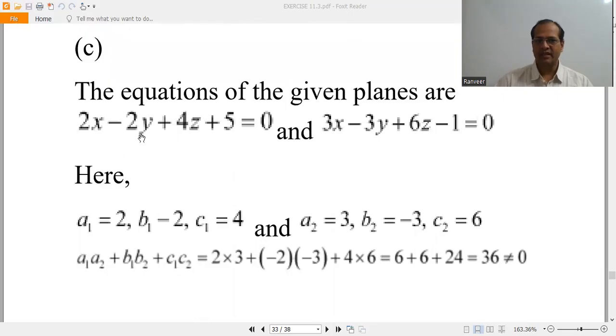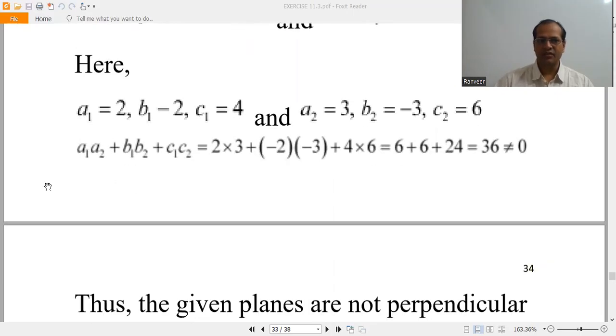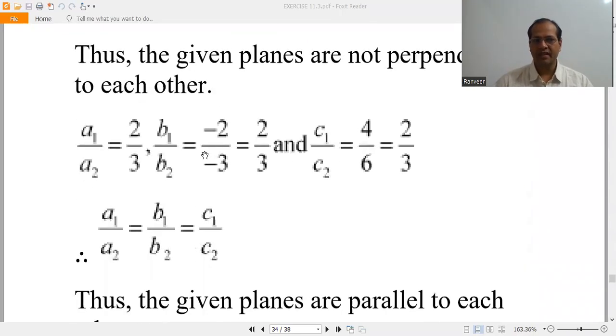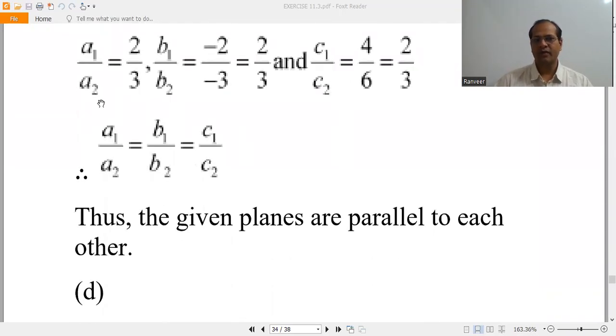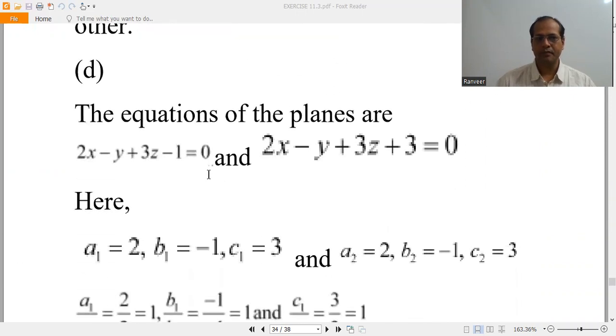C, 2x minus 2y plus 4z plus 5. So first of all, A1, A2, B1, B2, C1, C2 we have to find out. This is not equal to 0, so definitely it is not perpendicular. Similarly, we have to find out the ratio, and this is nothing but all are equal, A1 by A2 equal to B1 by B2 equal to C1 by C2. So definitely this is parallel.